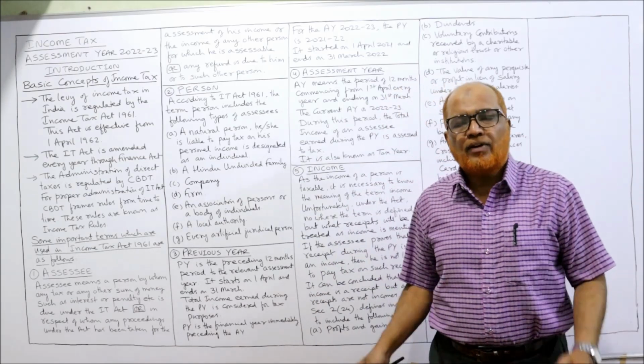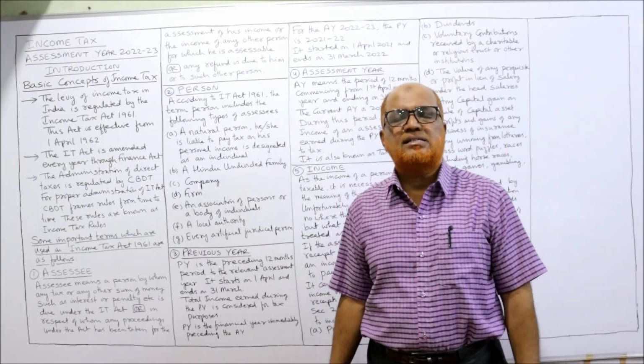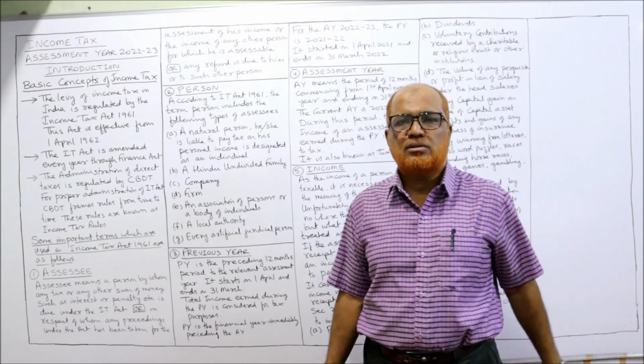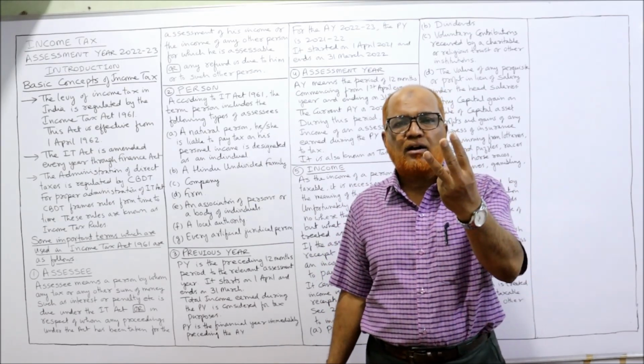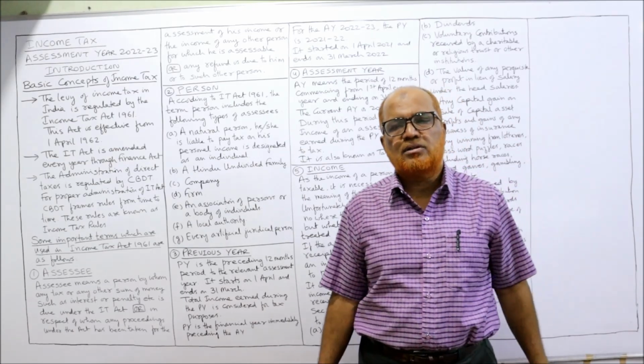Example, for the current assessment year 22-23, the basic exemption limit for non-senior citizen is 2,50,000. For senior citizen 3 lakh, for super senior citizen 5 lakh. These are the basic exemption limit.